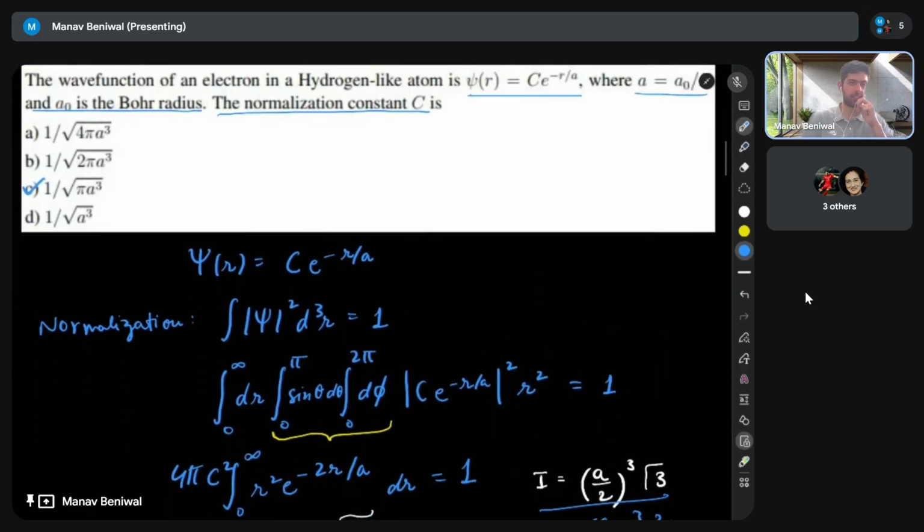So it's more like an integral problem, so we just use this normalization condition, right? And then we solve this radial integral, and we just note that this d3r is nothing but r squared sine theta dr d theta d phi. Just put this thing in, and then we get our answer.